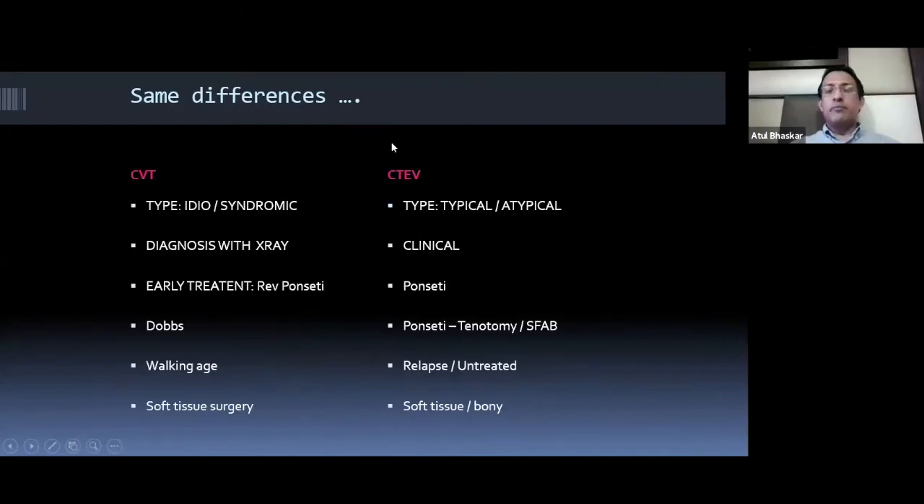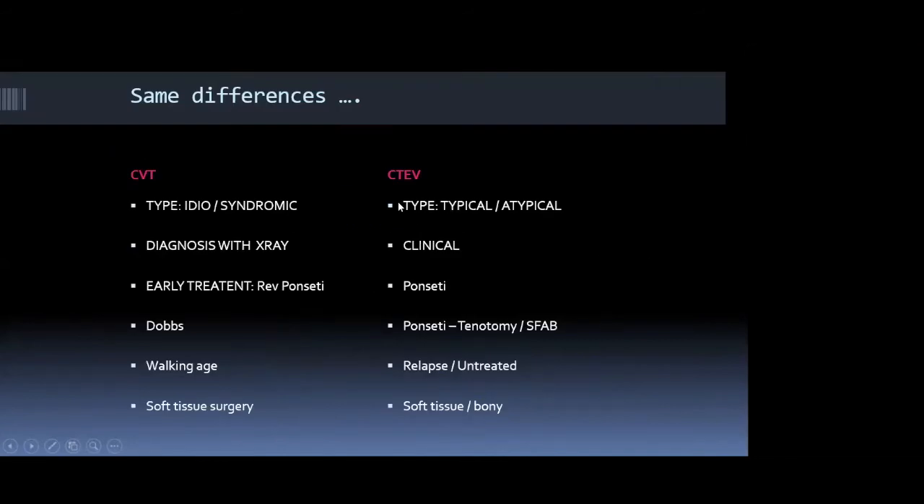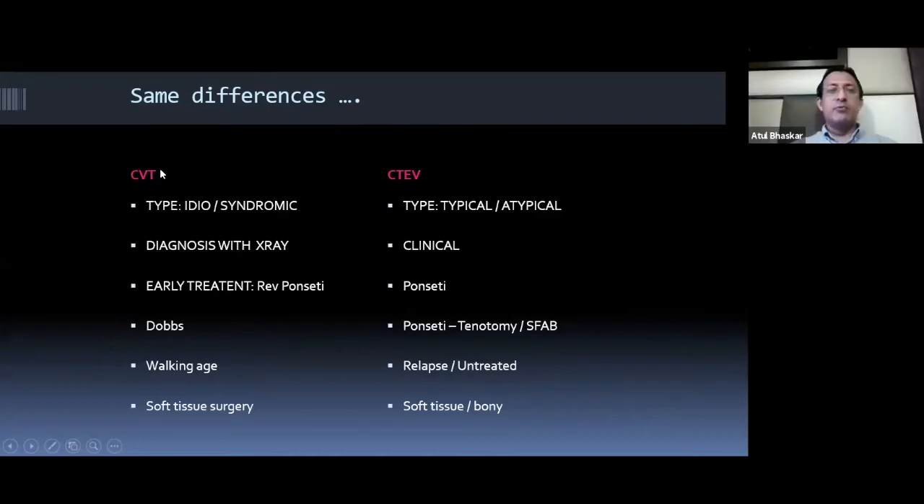Okay, so clubfoot is 1 per 1,000 children born, whereas vertical talus is almost 1 per 20,000. So there's a big difference. But in both these conditions, you can have typical or atypical clubfoot, or a syndromic or idiopathic vertical talus. Diagnosis is usually clinical in clubfoot, whereas for vertical talus you need an X-ray. Treatment is Ponseti for clubfoot and reverse Ponseti for CVT.